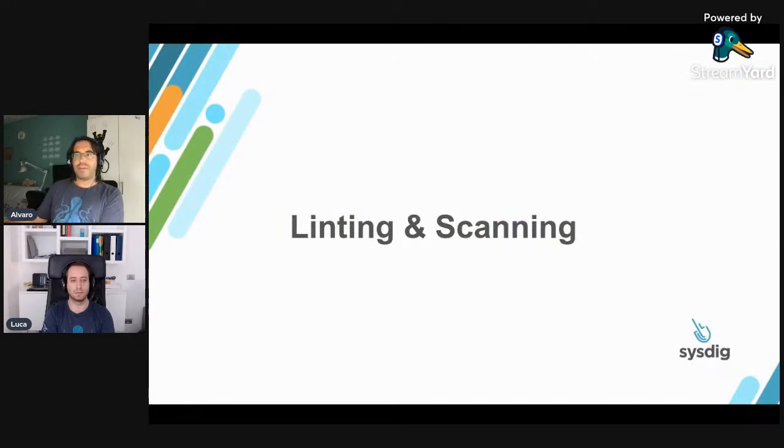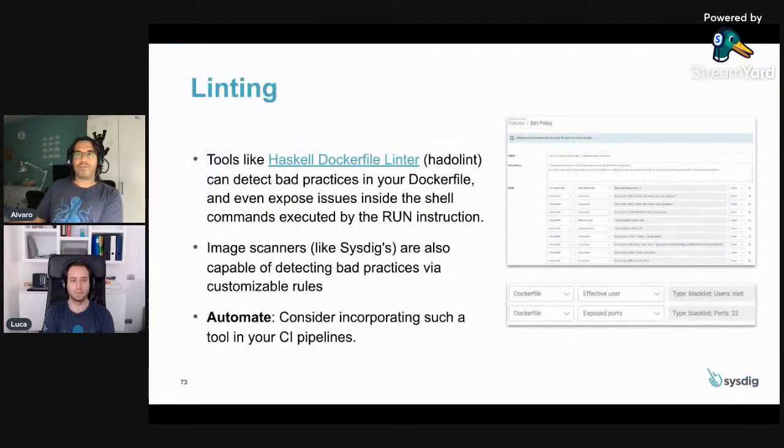And now a quick discussion about linting and scanning. Why linting and scanning? Well, because humans like me have the bad habit of making mistakes, but fortunately there are tools. This is just an example, the Haskell Dockerfile Linter, or Hadolint for friends, that can detect the bad practices in your Dockerfile. Hadolint can even expose issues in the shell commands you run in the run command.